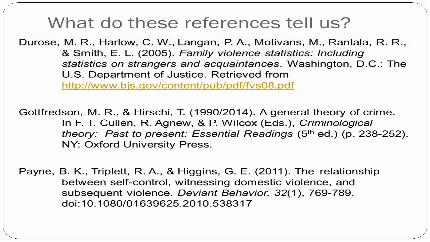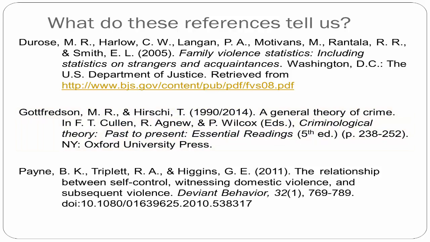The next source is your textbook. I want you to study this example. This is how any reference from your textbook should look. This tells us that they are citing Gottfredson and Hirschi's theory, and that the theory was originally written in 1990 but was republished in this edited book in 2014. I know it's an edited book because Cullen, Agnew, and Wilcox are listed in this reference as editors. This book seems to be the 5th edition, meaning that there are 4 other editions prior to this one. It also provides me with the page numbers of this article.